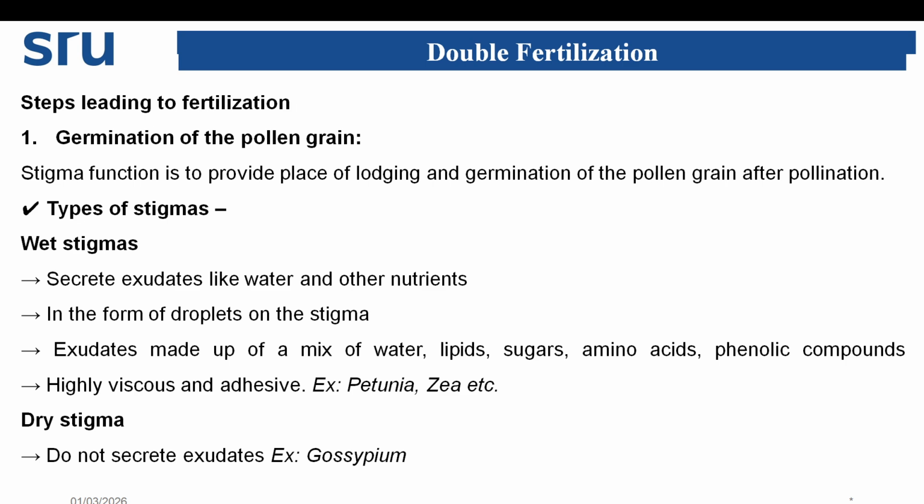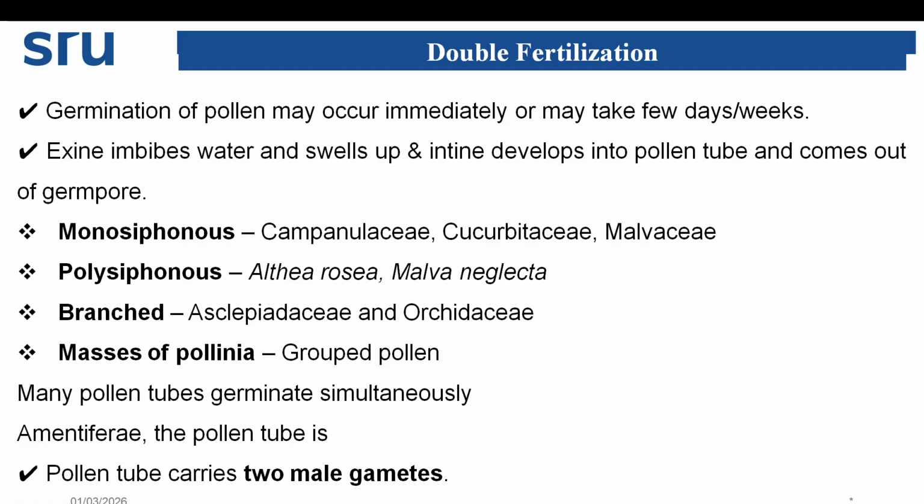And dry stigma means it does not secrete any exudates, for example, Gossypium species. Germination of pollen may occur immediately or may take a few days to weeks. The exine imbibes water and swells up, and in time develops into a pollen tube and comes outside of the germ pore. The exine and intine are the protective layers of the pollen.